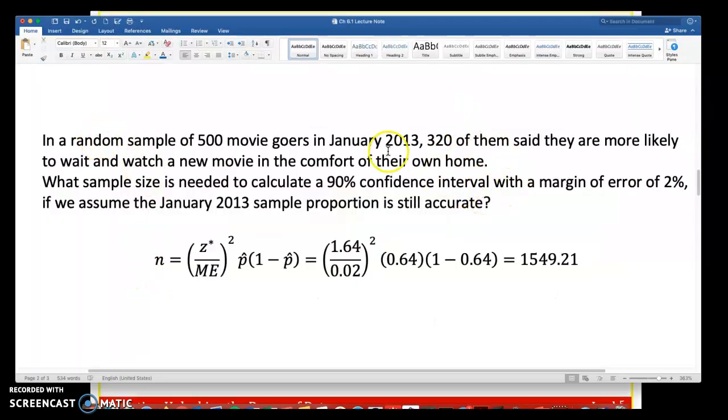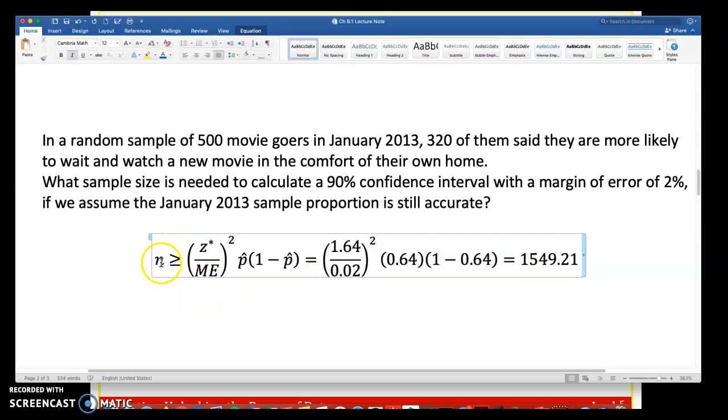So here I recopied the information, and I'm using the sample size formula right here. For 90%, that z star is 1.64. We want the margin of error to be 0.02. And if we assume that the January sample is still accurate, we're going to use p hat of 0.64 and then 1 minus 0.64. Throw that in your calculator, we got 1549.21.